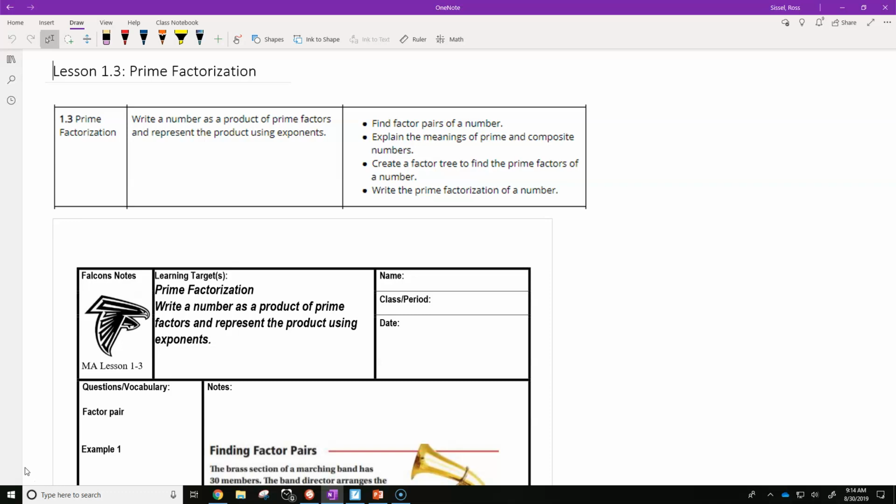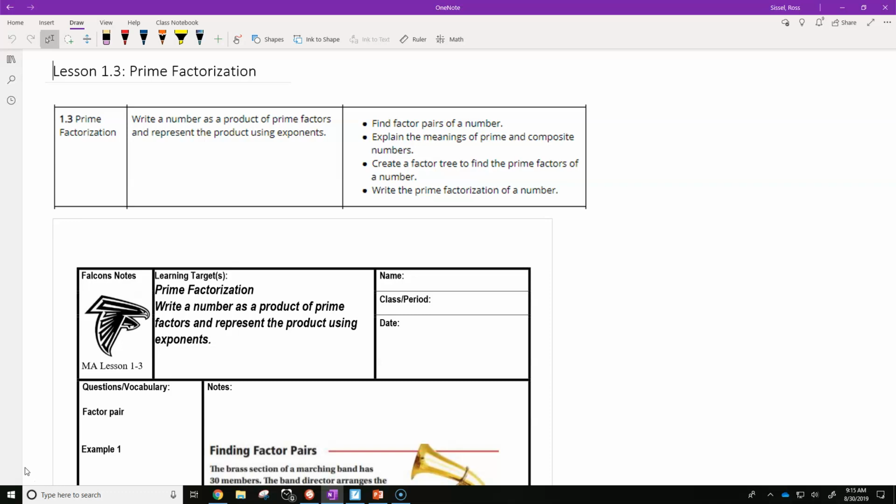Once again, do we really understand all that vocabulary? Probably not. So, if you want to write in your notes that I haven't given you, I'll do it right now.